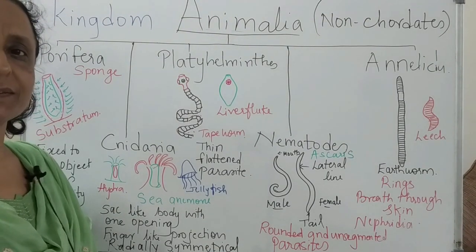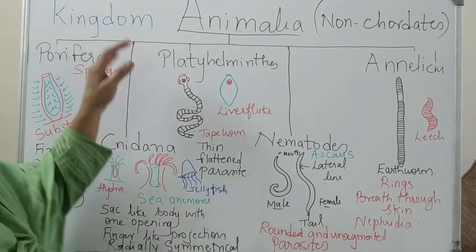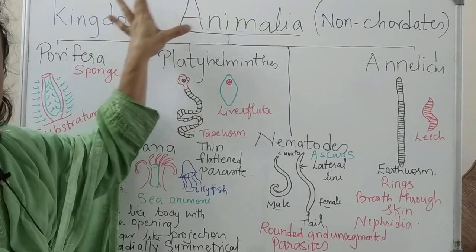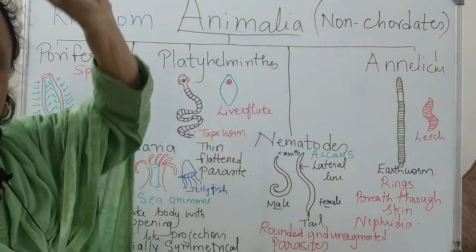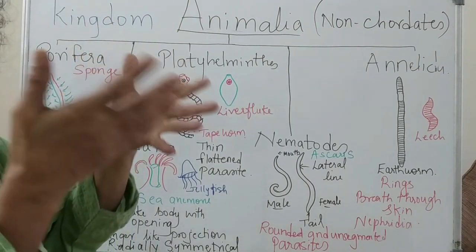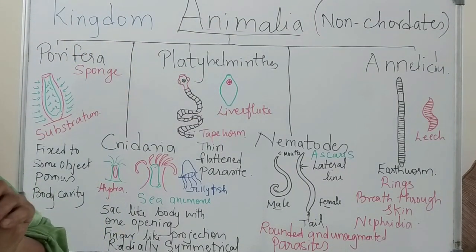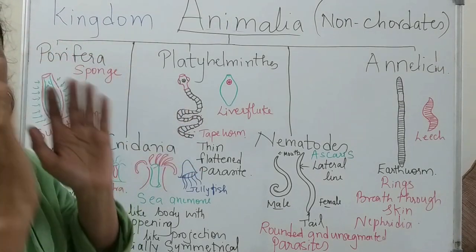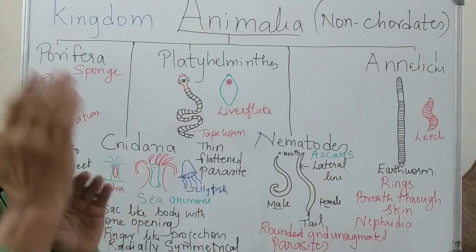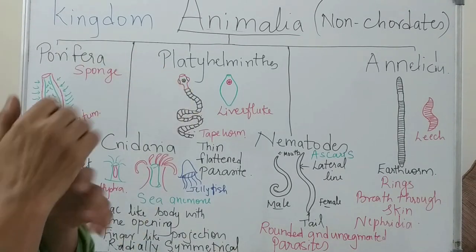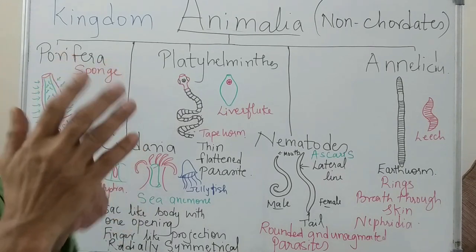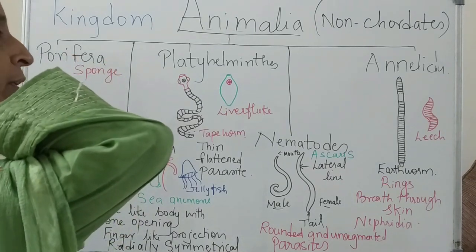Hello students, now we will be doing kingdom Animalia, the fifth kingdom Animalia. All animals are included in that, but Animalia can be divided into two, that is chordates and non-chordates. Non-chordates are the lesser form animals, chordates are the ones which have got the backbone.